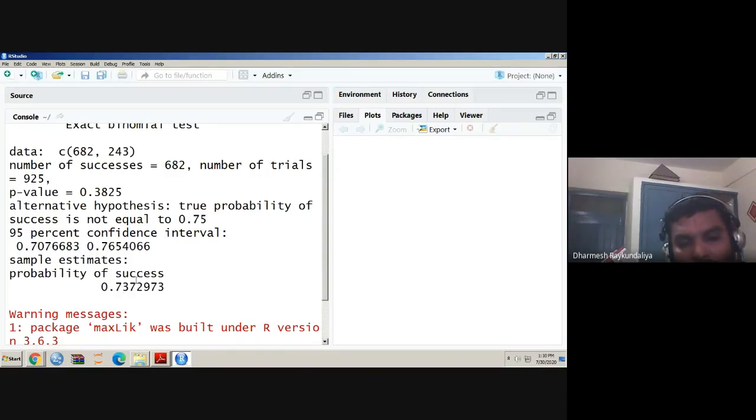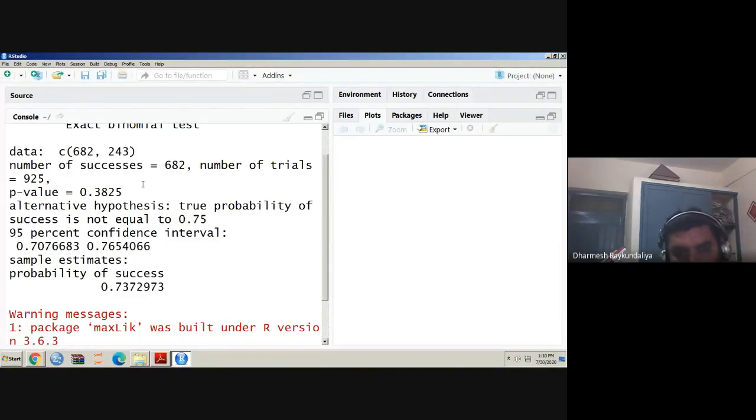And what is the probability of success from the database? In the database, the success we obtain is 0.73. So 682 divided by 925 gives 0.73. 0.737 is less than 0.75, but it is statistically 0.75 based on the binomial test. So we say that the proportion of the giant plant is 0.75, and that is statistically accepted with 95% confidence.